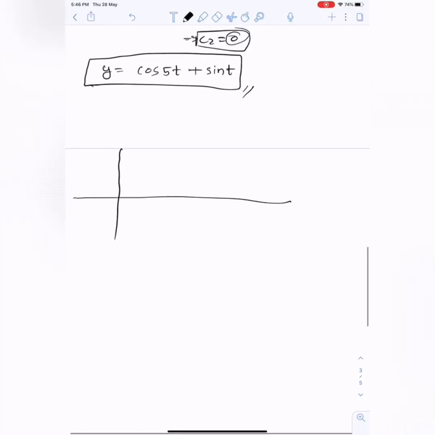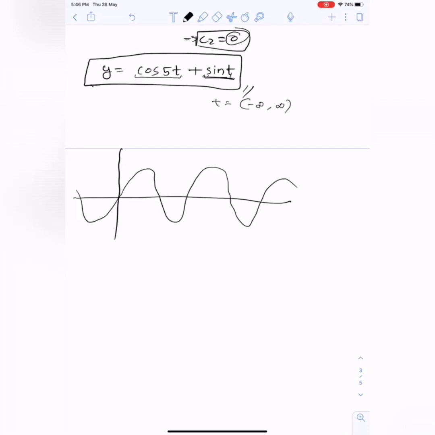Okay, how do you sketch this? For now, do not consider the first term, but just consider the second one. Now time is extending both ways, from negative infinity to infinity. So basically, that would mean just the sine graph. So I can just draw the sine graph on either side.